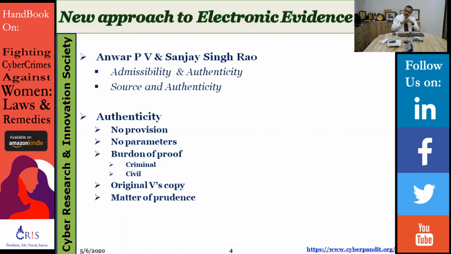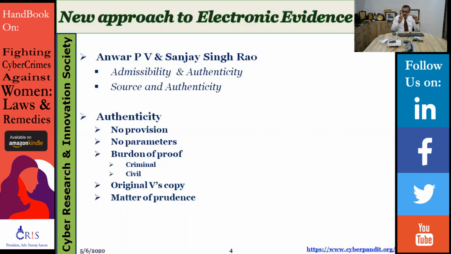But after the insertion of Section 65B, the requirement of the original was dispensed with, and a particular evidence would be admissible even if it is a copy. But the one important thing which I would like to mention here is that Section 65B does not say that the original is not required to be filed.